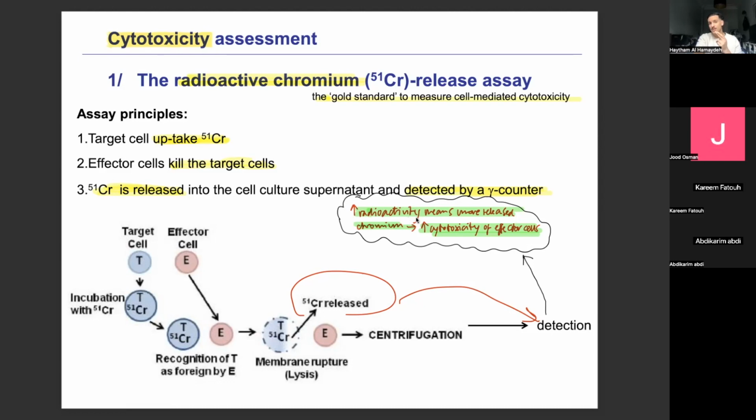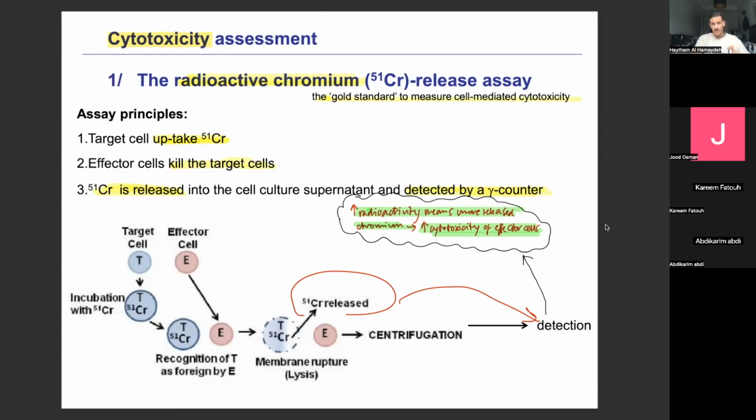So radioactivity increases means more released chromium, increased cytotoxicity of effector cells. So cytotoxicity and radioactivity in this case are proportional. Both increase. If radioactivity increases, then we know cytotoxicity is increased and is functional. So that's the first way, using radioactive chromium.